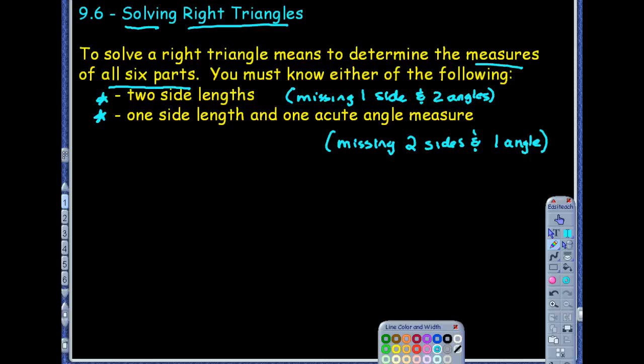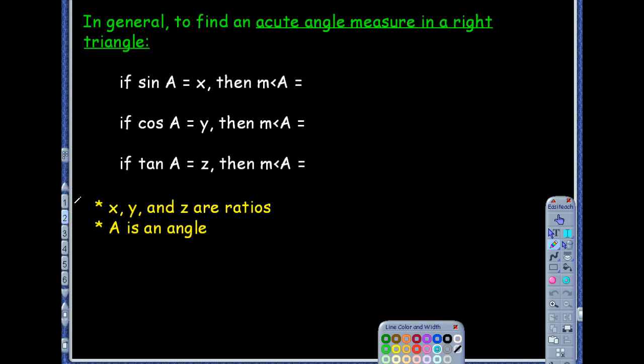Now, we explored some of these things today about how to find the missing angles, a little bit. We're going to take that a little further. In general, to find the acute angle measures in a right triangle, we've found all the sides before with different methods, but we've never really talked about finding angles. We are going to be using trig functions, but really inverse trig functions today, to be able to find those angle measures.